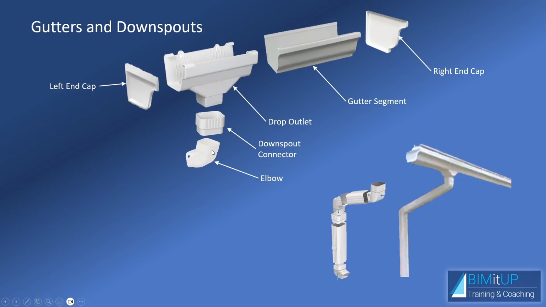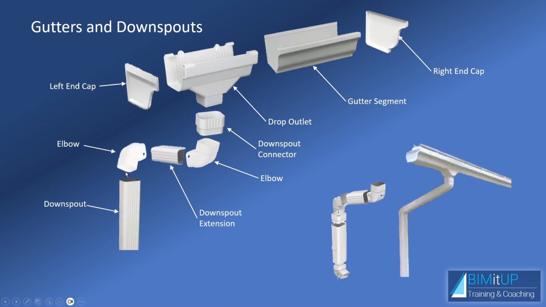Those have different angles. A very common one is 75 degrees, but it depends on your situation. Then you're going to have a downspout extension, then another elbow, which is going to turn into your vertical downspout, and then it's going to terminate in another elbow. Again, something similar to this.